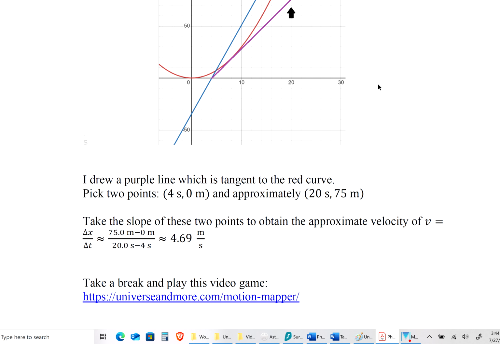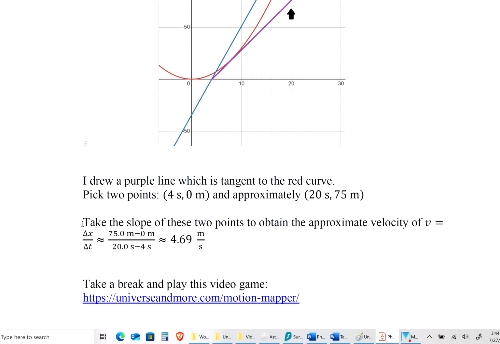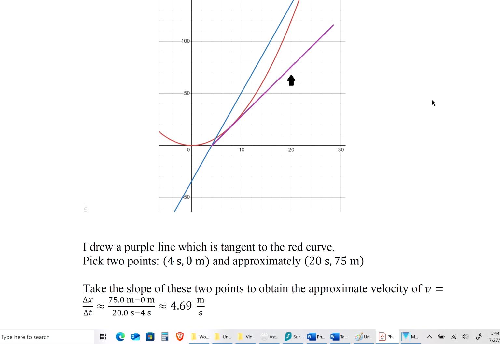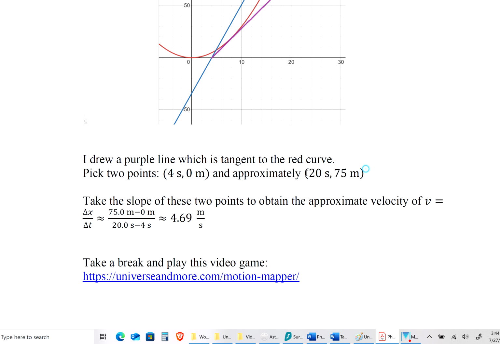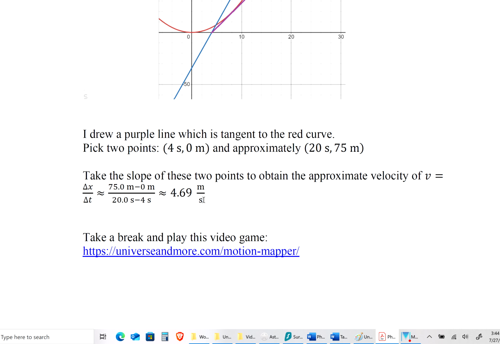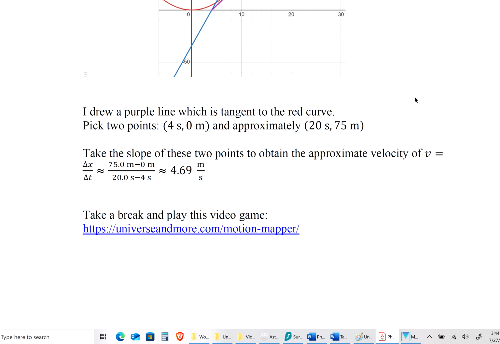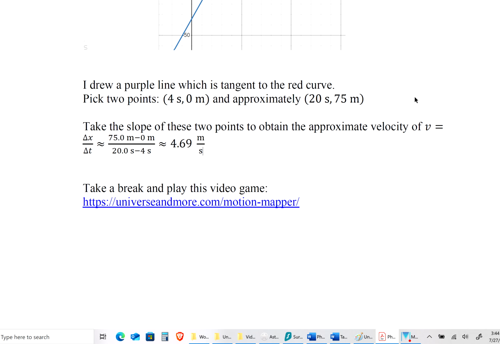So we could take the slope to obtain the velocity. You pick 2 points, and I picked 4, 0 and 20, 75 approximately. And I get an answer of about 4.69 meters per second. So if you run at 4.69 meters per second, 4 seconds after the train leaves, you could catch up to the train once. Take a break and play this video game.